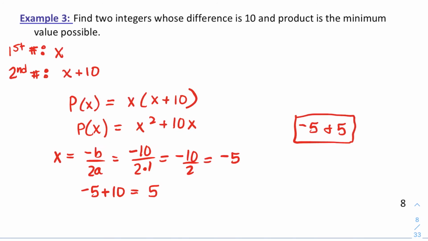This one didn't ask what the minimum product is. The minimum product would be negative 25 if I multiplied those together.